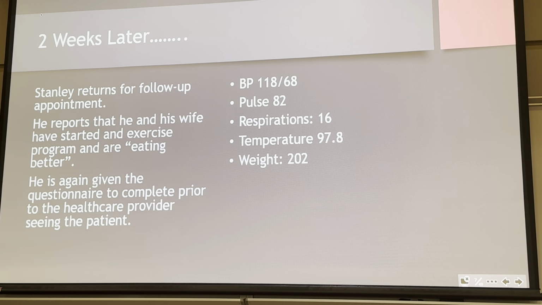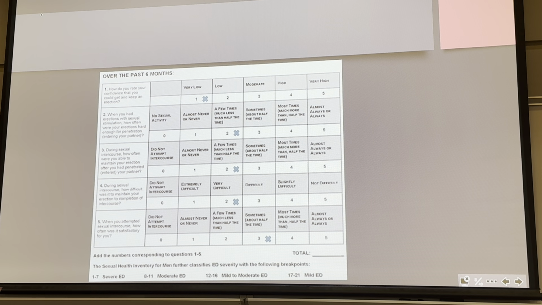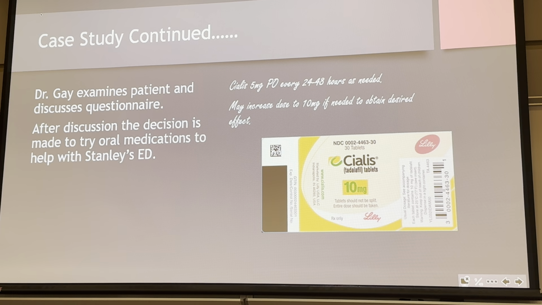His previous weight was 206, his previous blood pressure was 126/70. And he says that he has started eating better, him and his wife have been exercising together, and he's lost a little weight. So is he probably telling me the truth that he's exercising and eating better? Yeah, his blood pressure's down a little bit, his weight's down a little bit, so he's probably doing the things we ask him to do. However, he still is having some issues with erectile dysfunction. So now we're gonna move on to medications.